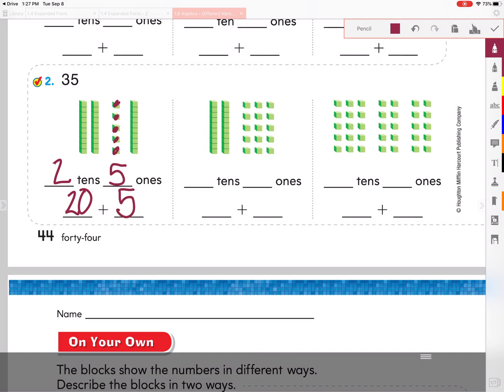Let's go to the next one. I'm just going to quietly show my work. I made a mistake. I apologize. Let's try that again.